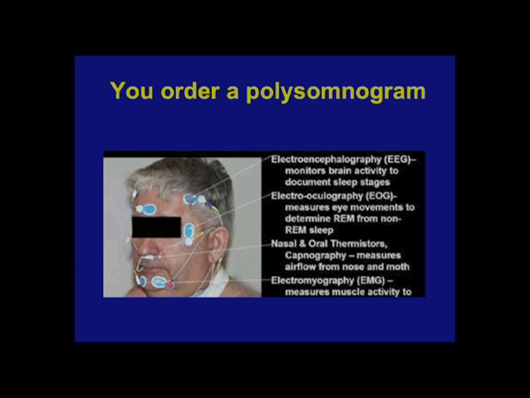We usually look at both the EEG component to look at brain activity. We have some EMGs near the eye to look for eye movements. We look at airflow coming from the nose and mouth, as well as chin tone. There are also thoracic and abdominal belts to look for respiratory effort. And we put on EMGs on the legs to look for leg movements to document periodic leg movements.